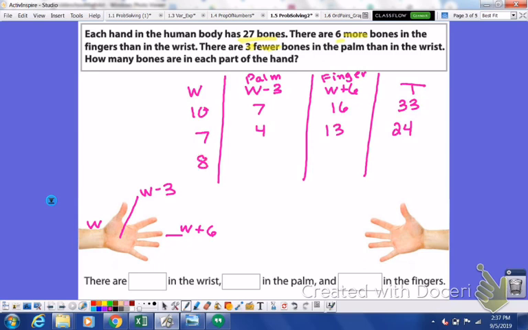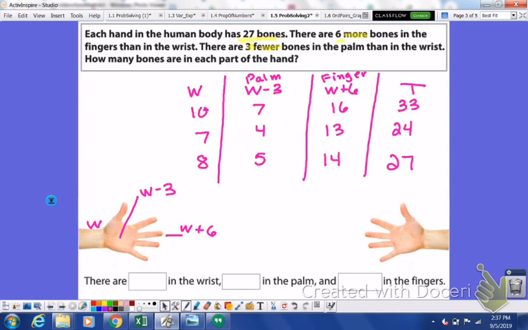So if my wrist has 8, well, 8 minus 3 gives us 5 in the palm. 8 plus 6 gives us 14 in the fingers. 8 plus 5 plus 14 gives us our 27. So in this case, we did some labeling, then we made a quick chart, did some guess and check. This is also kind of one of those just try something problems.